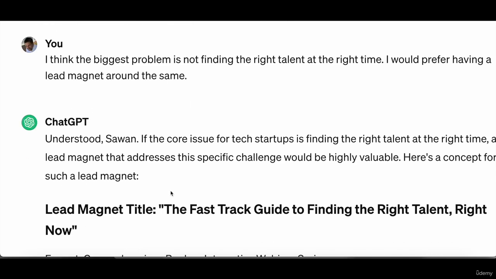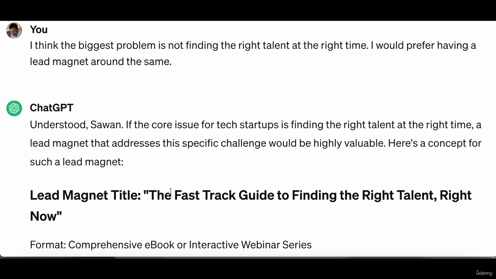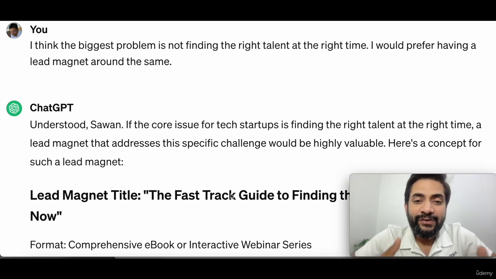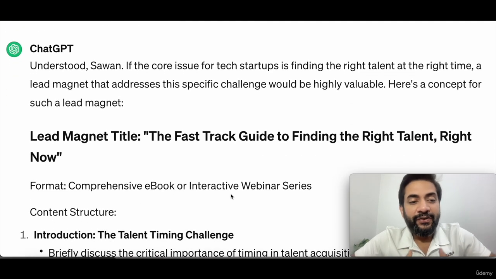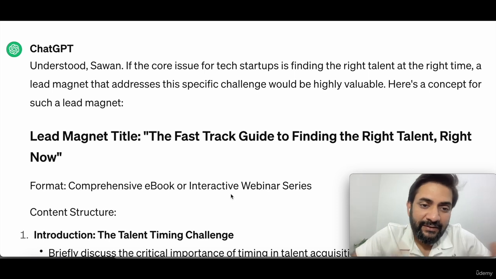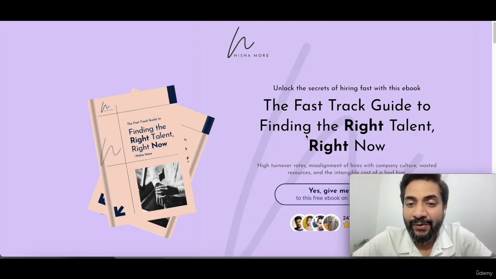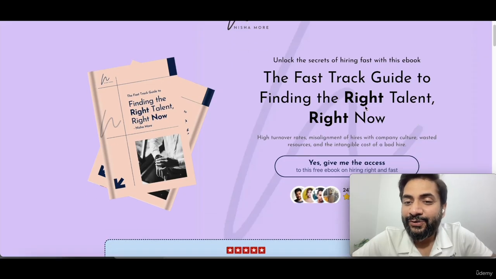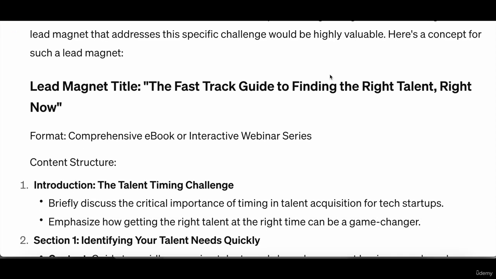So ChatGPT understood it, and if the core issue for tech startups is finding the right talent at the right time, a lead magnet that addresses this specific challenge would be highly valuable. So that was ChatGPT's suggestion, and which is how it came to this lead magnet that says the fast track guide to finding the right talent right now. Now that was an amazing title which we have extensively used on the website as well. That's the title that we used for the ebook.